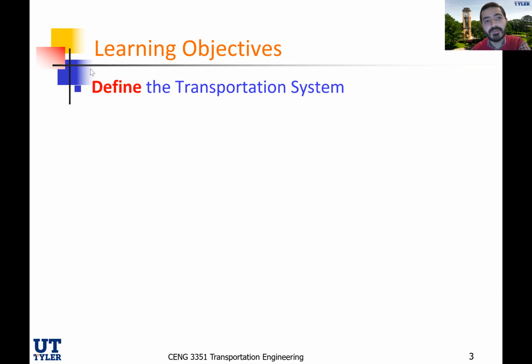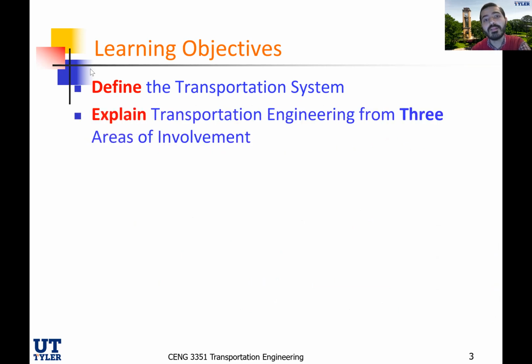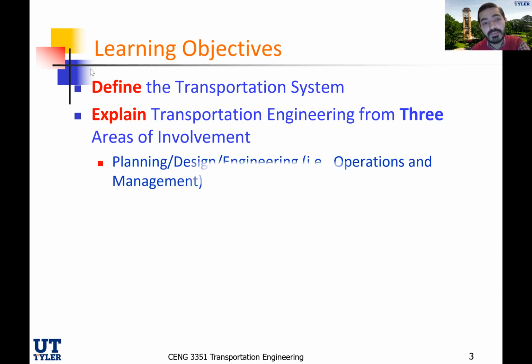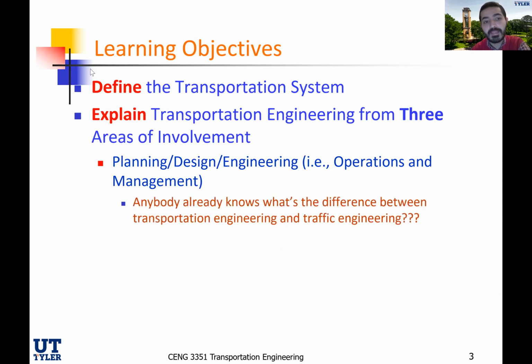The learning objectives for this lecture, we're gonna define what I mean by a transportation system, and then also we're gonna try to explain transportation engineering from three different areas of involvement. The first area is actually planning, designing, and engineering, such as operations and management. So, as a transportation engineer, you can be a planner, you can be a designer, and again, that depends on what involvement you are gonna end up with.